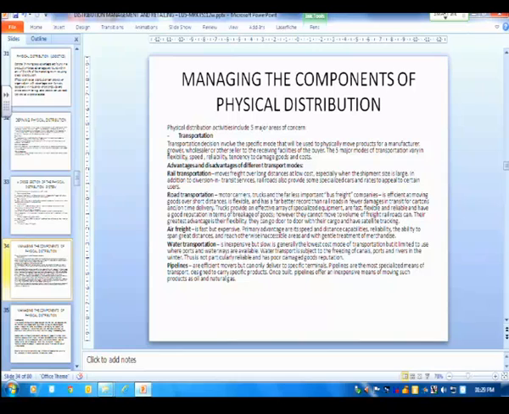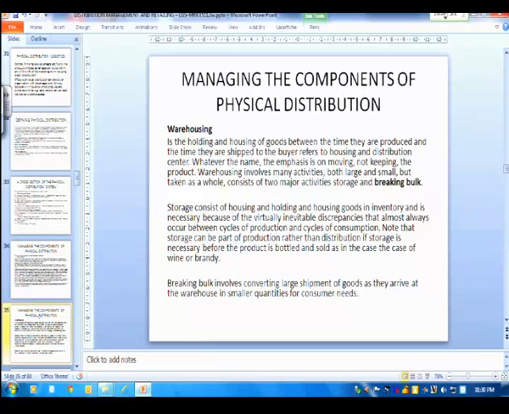The last one is pipelines. These are efficient movers but can only deliver to specific terminals. Pipelines are the most specialized means of transport, designed to carry specific products. Once built, pipelines offer an inexpensive means of moving such products as oil and natural gas.